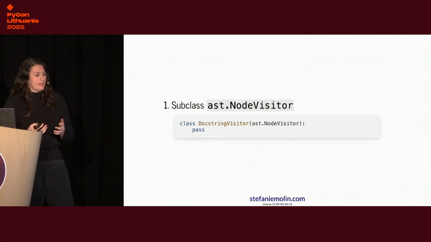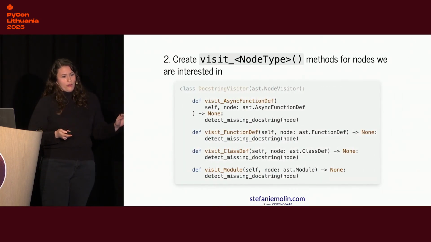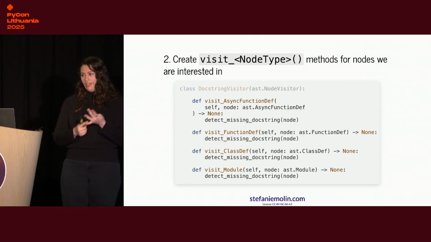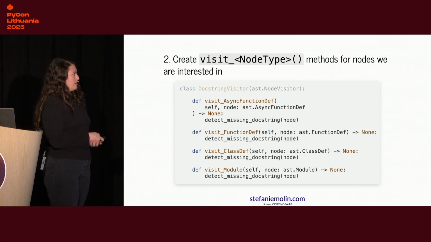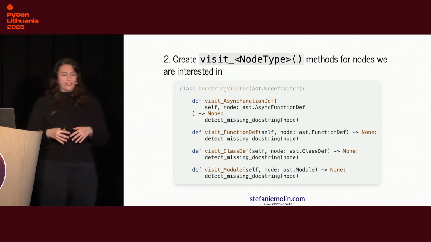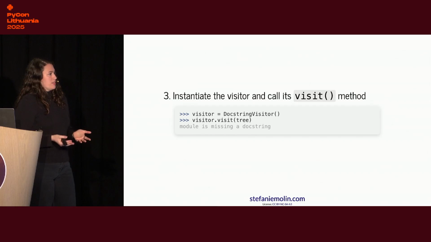So here's how that looks, right? We subclass our AST node visitor, as we're going to call this our docstring visitor. And then we're going to define 4 methods, right? We have 4 nodes that we want to visit: the module, the class definition, the function definition, and the async function definition. So you notice we have 4 methods. Again, note the casing. This is the syntax for this. And then for each one of these, we're just going to call our detect missing docstring function, and we're going to pass in the node itself. Notice that nowhere did we define that these methods actually should be called at any point. This will happen automatically.